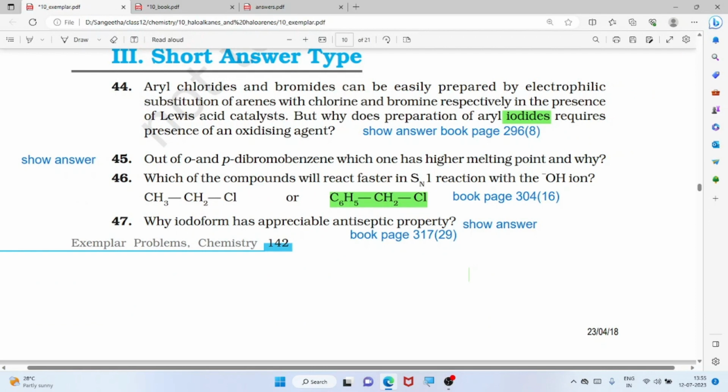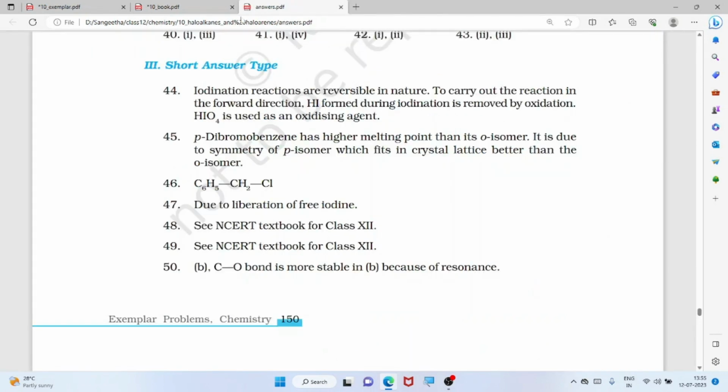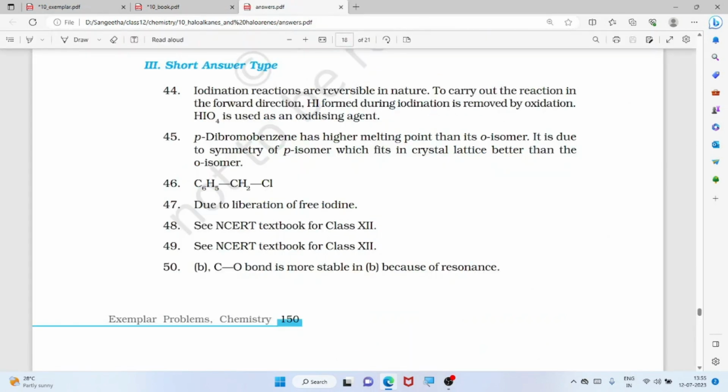Okay. Out of ortho and para dibromobenzene, which has the higher melting point, and why? The para has the higher melting point because of this answer: the crystal lattice.